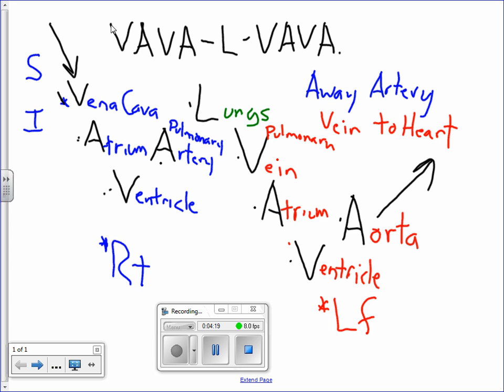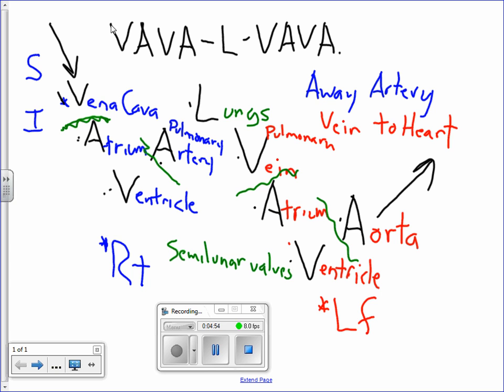Now we are going to put in the valves. Anytime you leave or come into the heart, there is a valve. Okay, there's a valve here. There is a valve here. And there is a valve here. And all of these green lines are semi-lunar valves. Okay, semi-lunar valves. Now they do have individual names, but for our purposes here, we'll just go with semi-lunar valves.